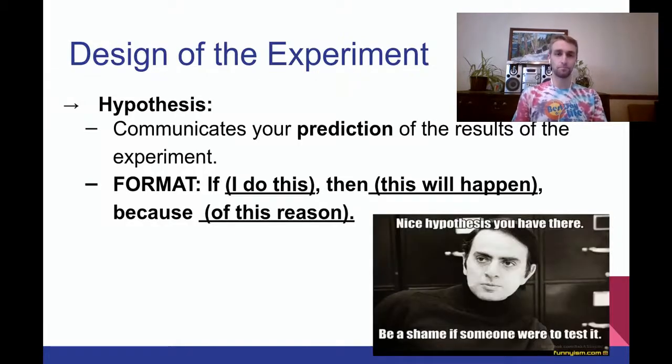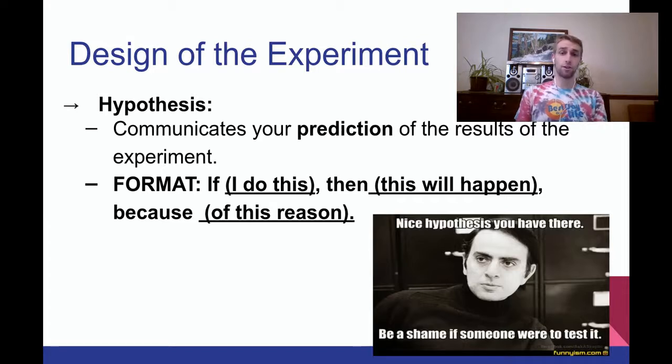Okay, so next is a hypothesis. This is pretty much the same that we talked about in the last set of notes, and make sure you're using an if, then, because format. First blank, if, describe briefly what the experiment's about. Second blank after the then, that's when you predict what's going to happen. And then the third blank is because, come up with some kind of reasoning.